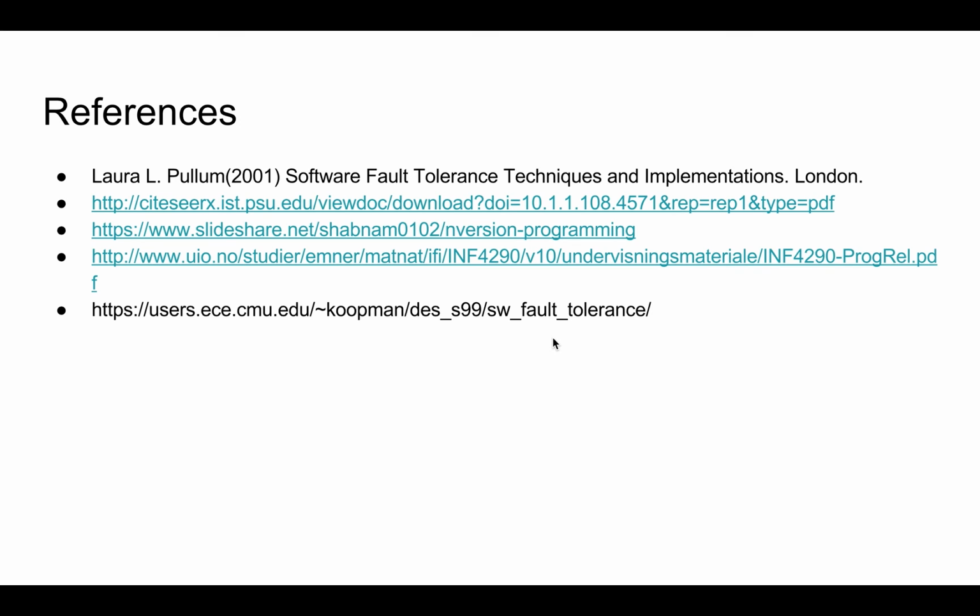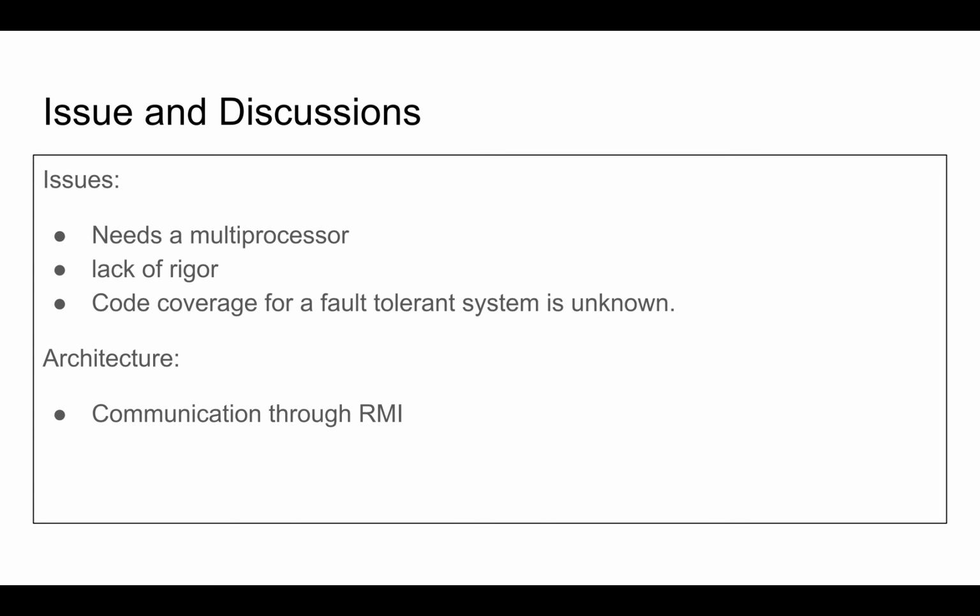Without the proper rigor in experiments, comparing and improving self-checking software cannot be done effectively. And for the architecture, many were discussed before, but for communications between hardware and software, they are generally done through remote method invocation.